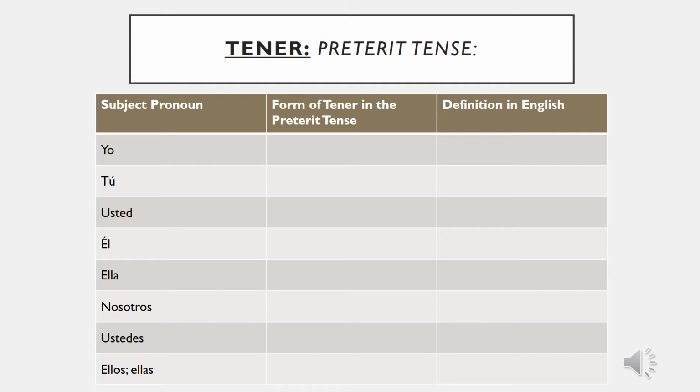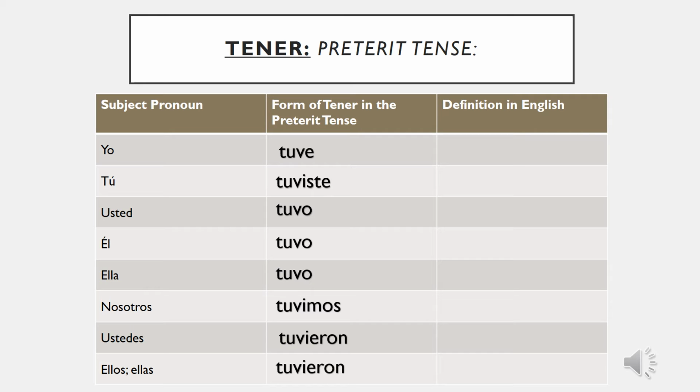The preterite tense is one of our past tenses, and you were working on this at the end of 8th grade last year. So the preterite forms of tener are yo tuve, tú tuviste, usted tuvo, él tuvo, ella tuvo, nosotros tuvimos, ustedes tuvieron, ellos y ellas tuvieron. So tener is one of our preterite tense irregular verbs. Now notice with this that the nosotros form changes as well. So we don't have boot verbs in the preterite tense.